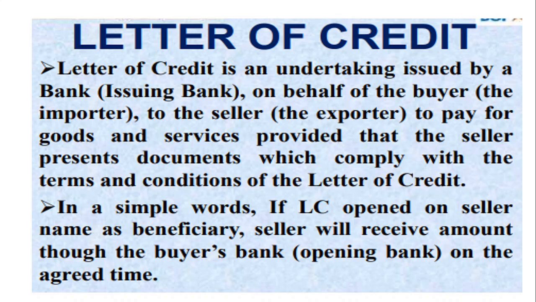So here, who is the beneficiary? If the LC is opened in the seller's name, meaning the person who is selling the goods, he is the person who is going to be the beneficiary. So on the maturity date, who is going to get the payment? It is the beneficiary, the seller. The seller will get this amount through the buyer's bank, so the buyer's bank has an obligation here.